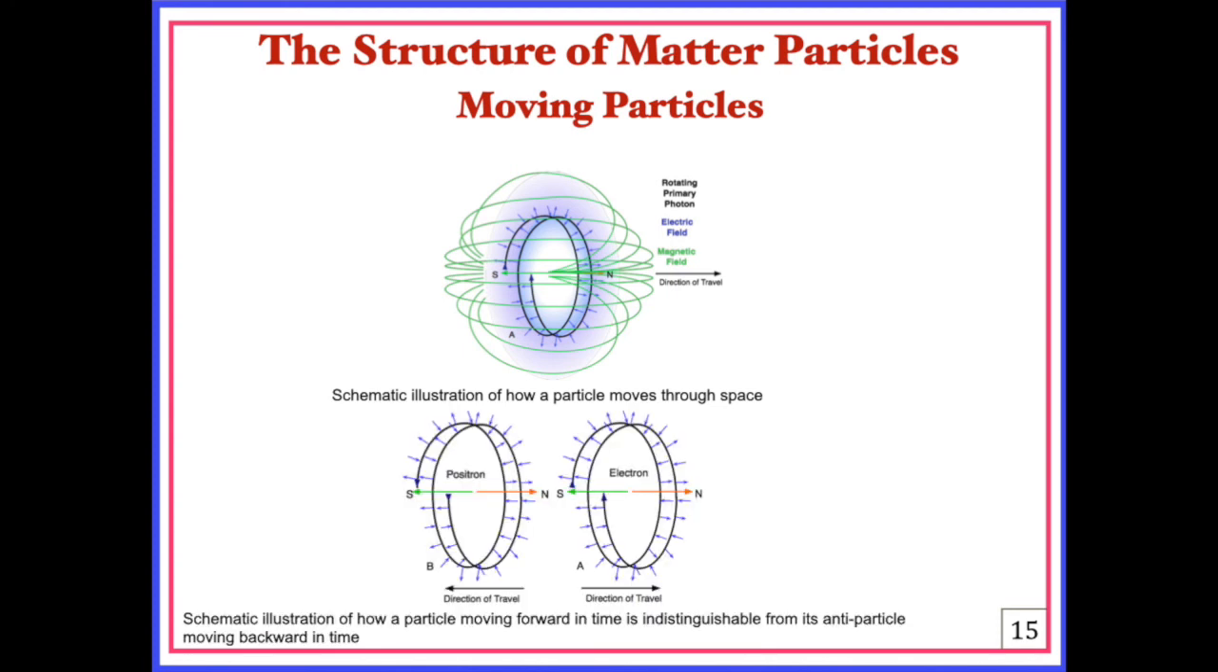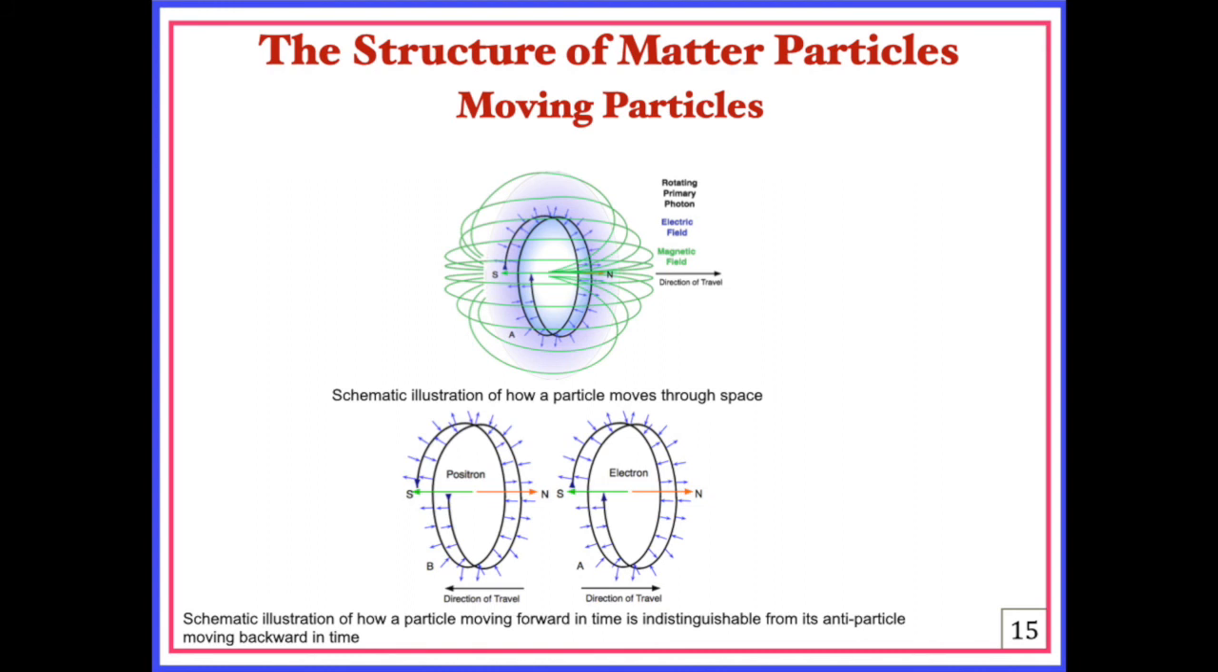This lower diagram shows another feature about particles and antiparticles. Diagram A illustrates an electron moving to the right. Diagram B illustrates a positron moving to the left. Reverse the direction of the arrow on the electron and it will indicate an electron moving to the left, going backwards in time. It will be exactly the image of the positron. This model demonstrates that a particle moving forward in time is indistinguishable from a particle moving backwards in time.